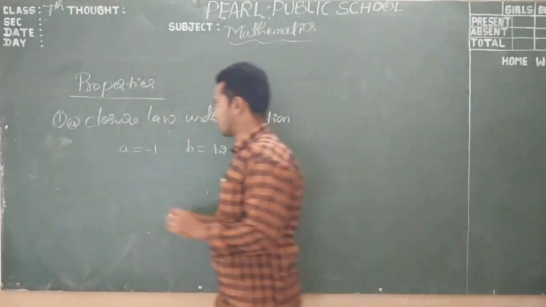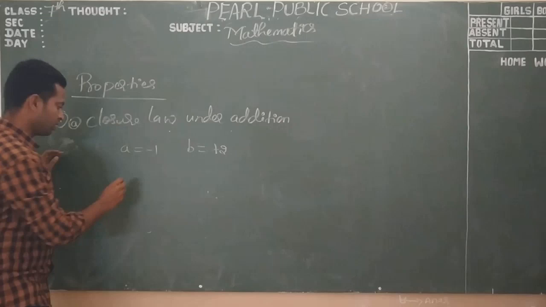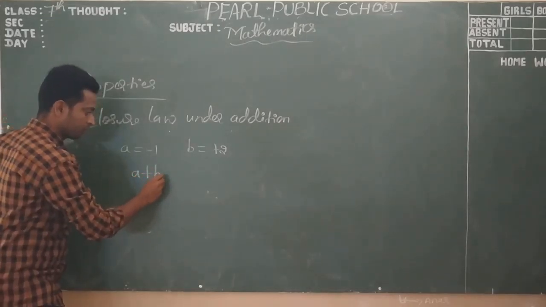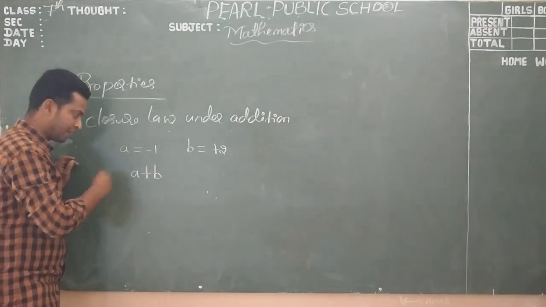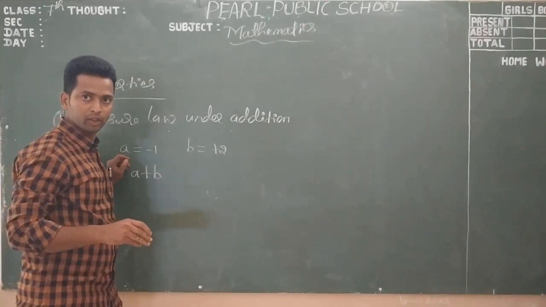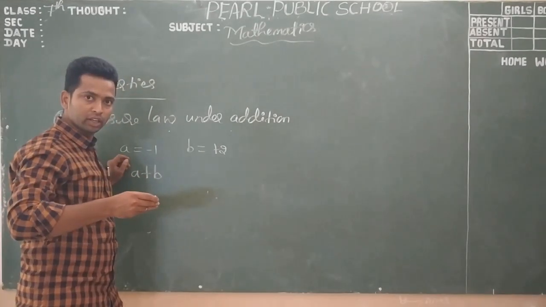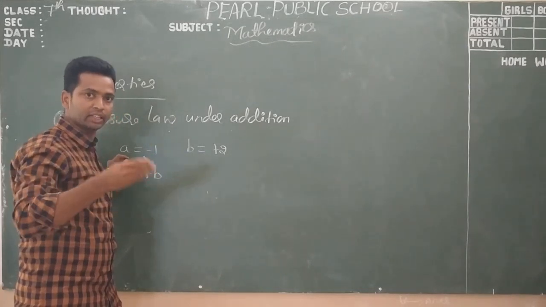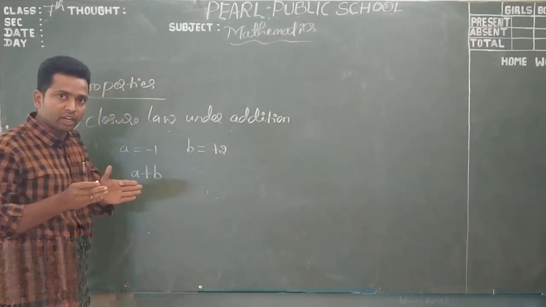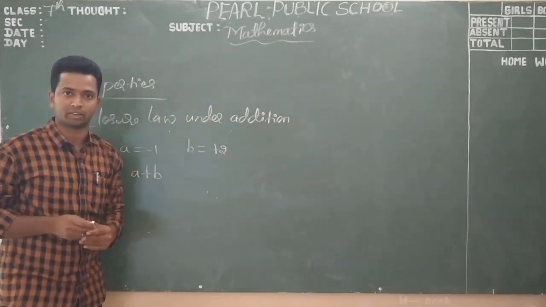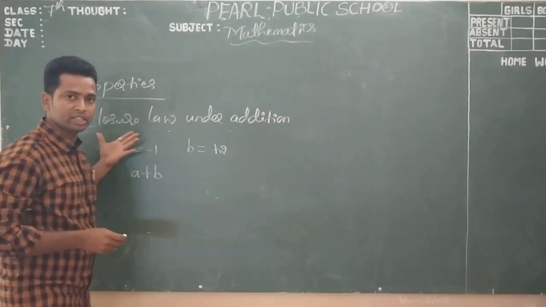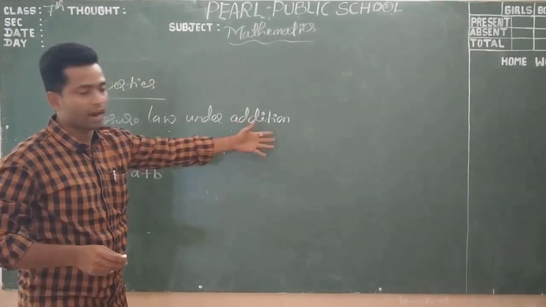Okay. So our law, the closure law, is that a plus b, after adding those two, we again get an integer. So if after adding the numbers we get an integer, that is also included in the set of integers. Okay. So then the law holds good under addition.